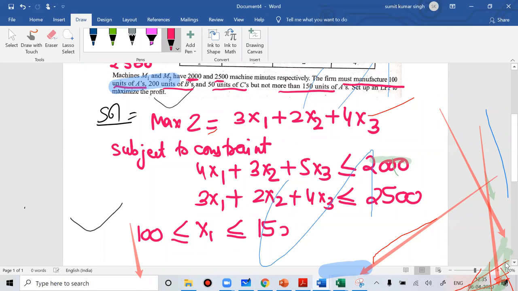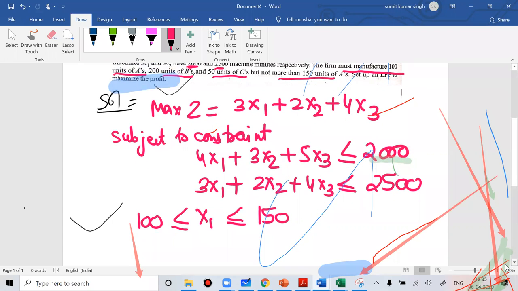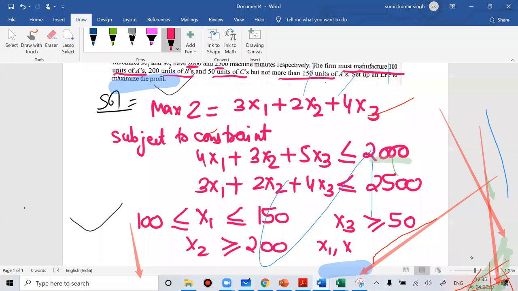So A, what you can manufacture should be between 100 and 150. And for B, the firm must manufacture a minimum of 200 units. And for C, it should be a minimum of 50 units. And whatever you manufacture should be a positive variable.